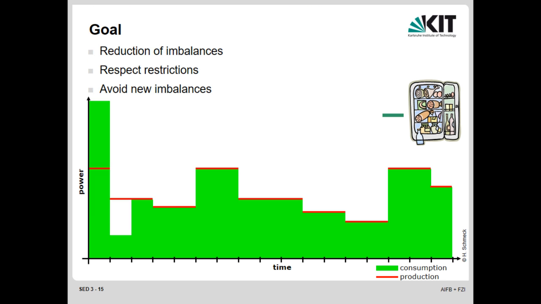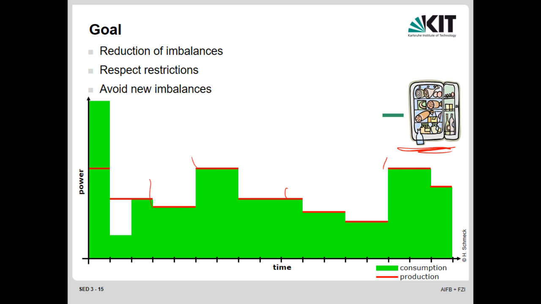So what we would like to get is we would like to reduce the imbalances. We certainly have to respect the restrictions of the devices. Restrictions of a fridge, for example, are that the temperature should not go down too much, should not go up too much. So there's a temperature corridor that should be maintained. That's the restriction of the operation of a fridge. And you would like to avoid new imbalances. So if we have this situation, now we would like to reduce the amount of energy that is used at this time period, this initial time slot. Then we would like to make sure that certain devices decide to move their energy consumption to later periods. But then we have to make sure that at those later periods, we always also have an adjustment of the predicted or anticipated power generation, because we don't want to generate new imbalances.